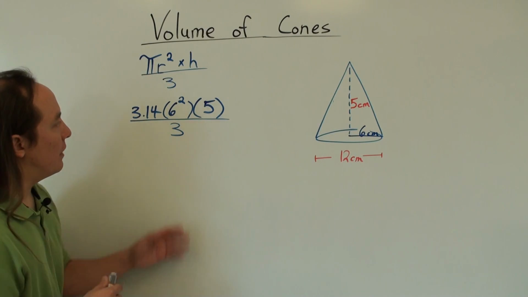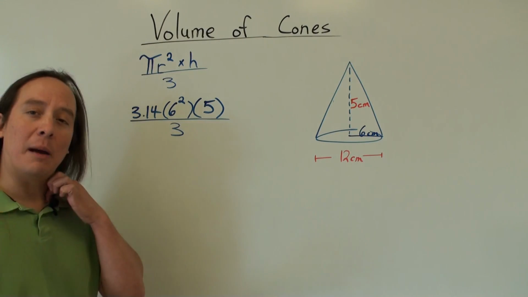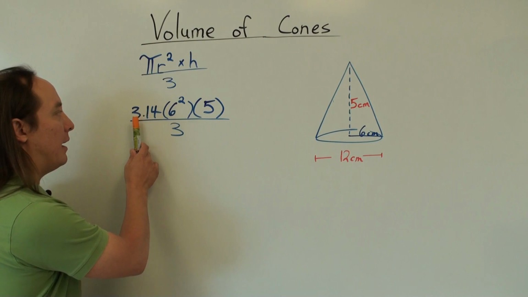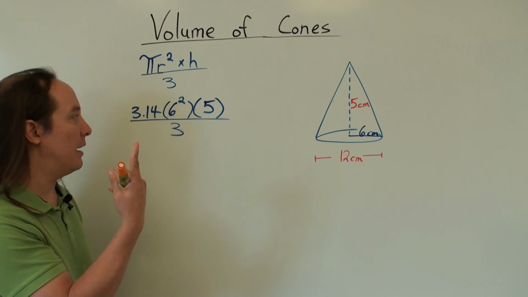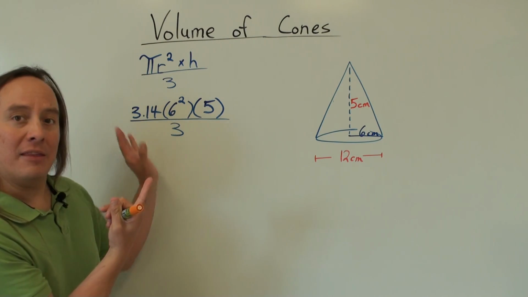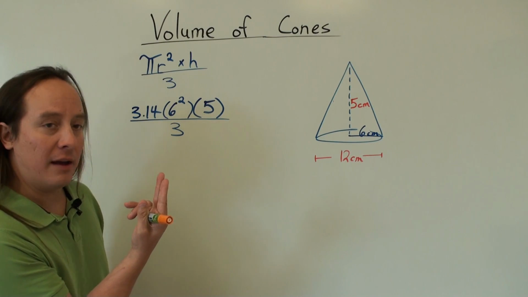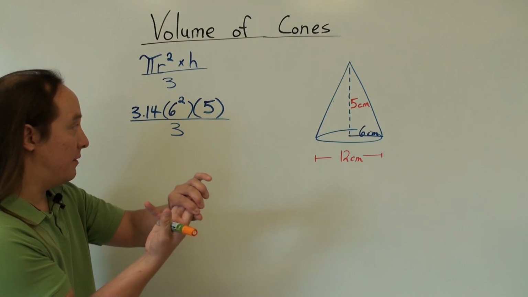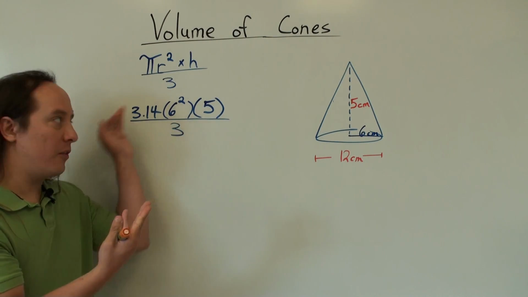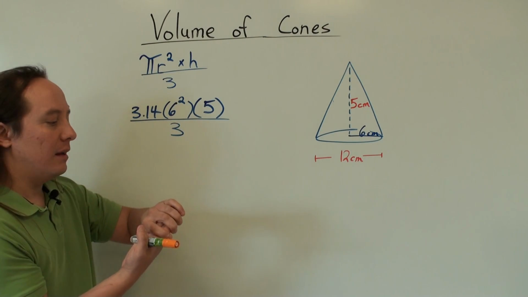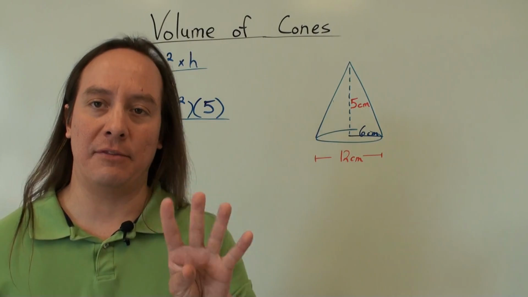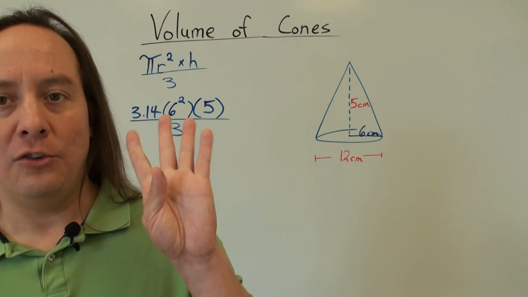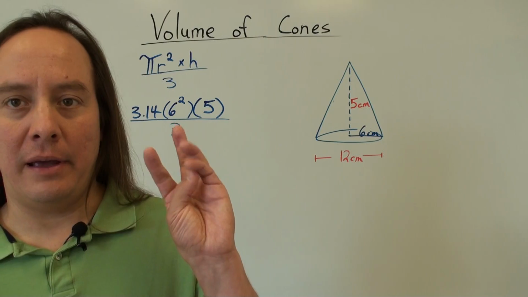Okay, so now that we have all these operations, let's count how many operations we have. We have pi times radius squared, so we have a multiplication, one multiplication. After that, then we have another multiplication times 5. We have an exponent, that's 3 steps, and we have the divide, all that divided by 3. So we have 4 operations that we have to do. There's 4 things that we have to do. 2 multiplications, an exponent, and a division.